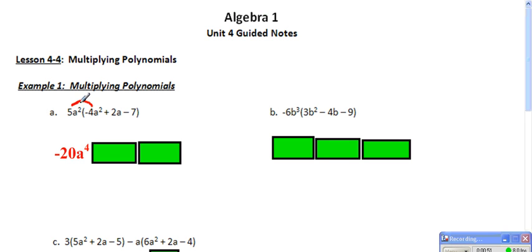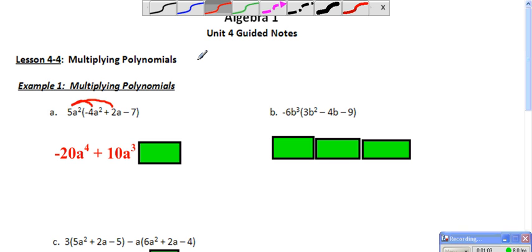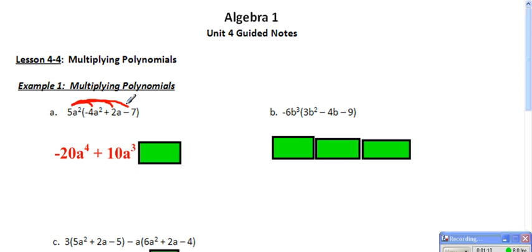Next, you would take 5a to the second times 2a. When you multiply these two together, we would wind up with a positive 10a to the third. And finally, we would take our 5a to the second multiplied by negative 7, and we'd wind up with negative 35a to the second. Another note, when you look at your answer here, note that this is also in standard form.